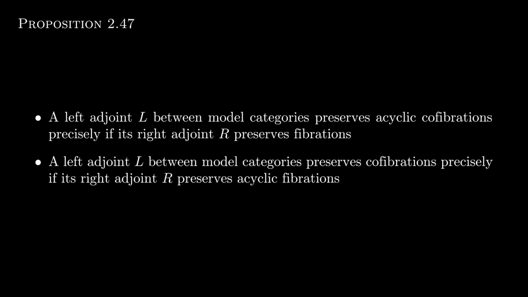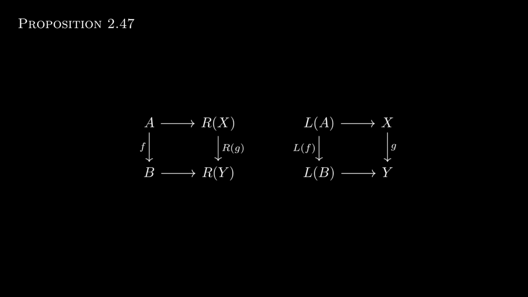We'll show statement 1, and 2 is again just dual. Let F be an acyclic cofibration in D and G a fibration in C. Then for every commutative diagram on the left, we have a corresponding commuting diagram on the right. By assumption, L preserves acyclic cofibrations, so there is a lift from LB to X on the right. We then apply the adjunction to get a lift on the left from B to RX. Conversely, suppose R preserves fibrations. Then we have a lift on the left, which goes to a lift on the right by the same argument, and we are done.